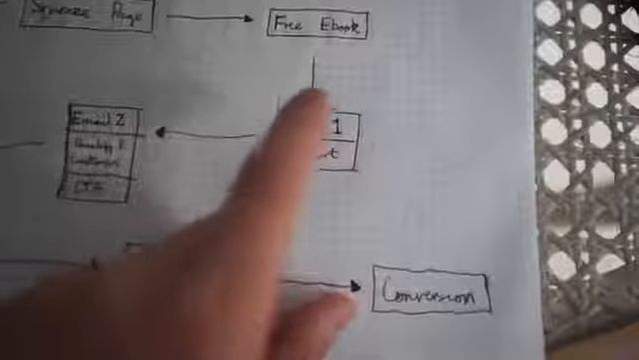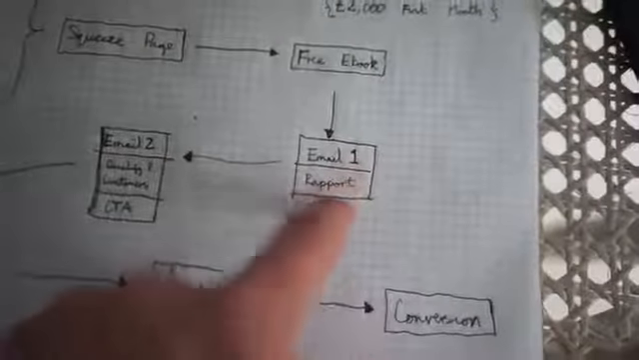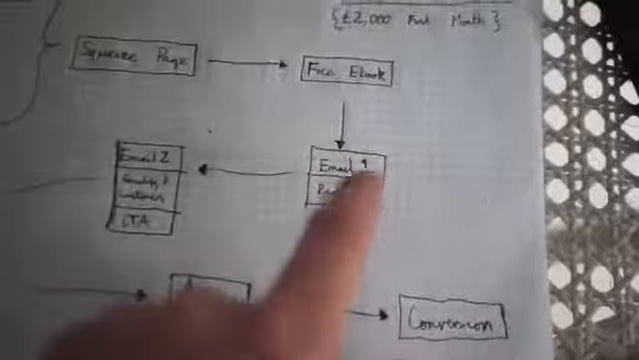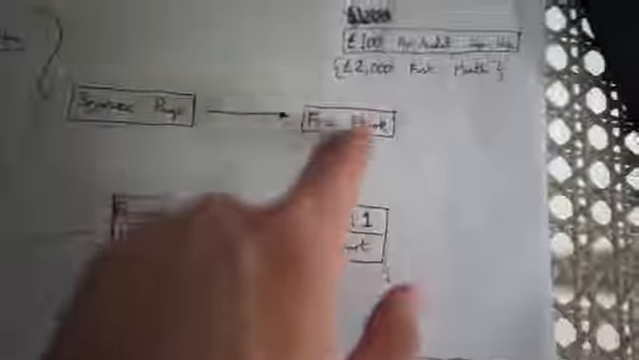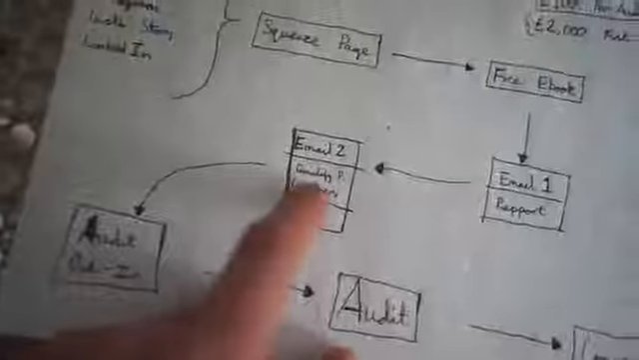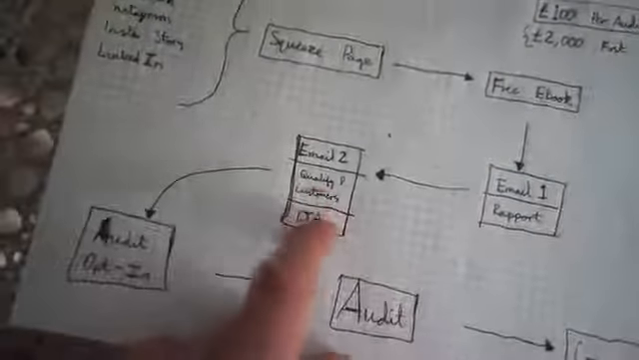Now, exactly a day after they get their free ebook, they get their first email. And once again, all of this is automated. So they get email 1. The point of email 1 is to build rapport. 24 hours after email 1, and 48 hours after they get the free ebook, they get the second email, which is to qualify potential customers, as well as having a call to action.